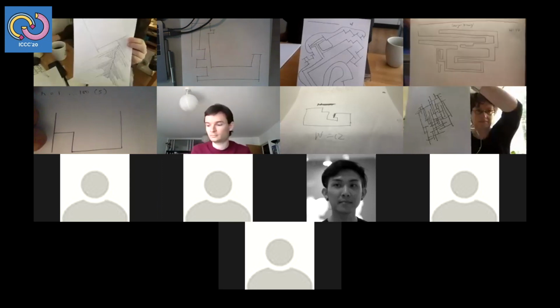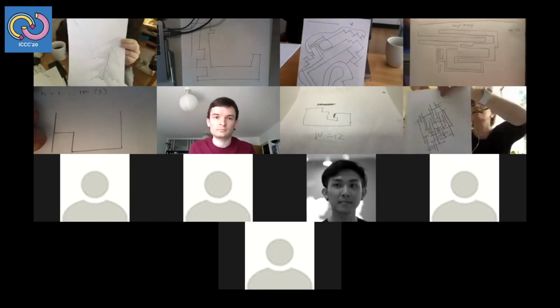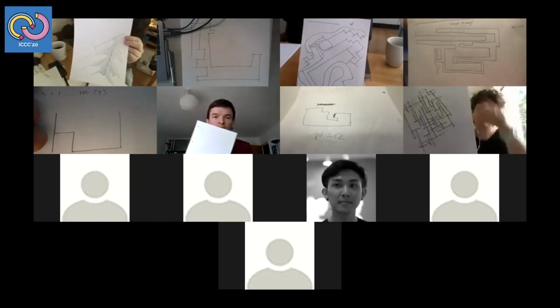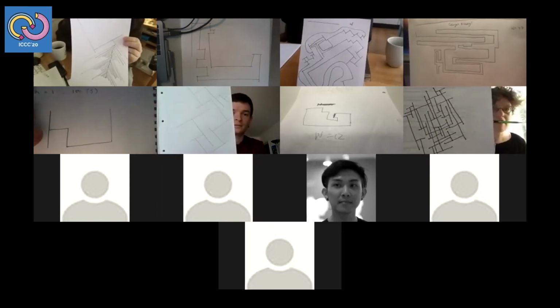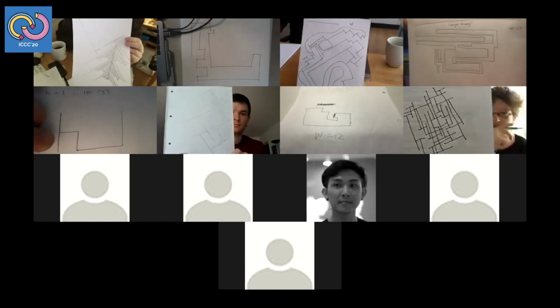Wow. Okay, completely different strategies. Do you want to show your original drawing, George? Oh, it looks like there are a lot of mazes.